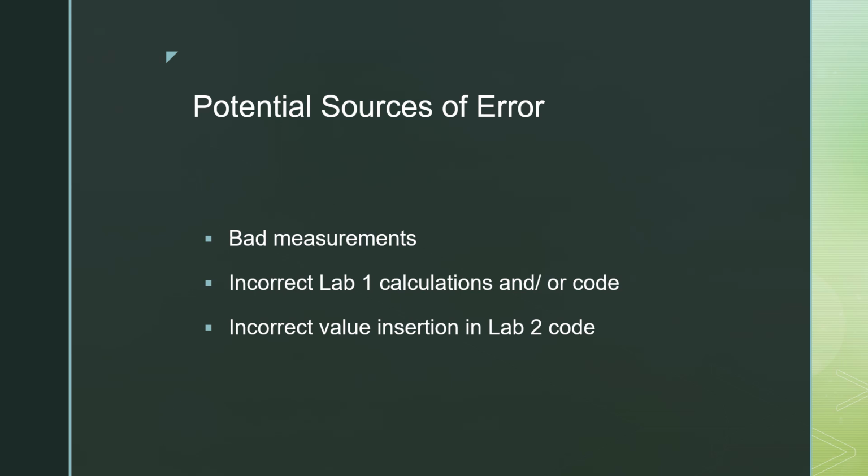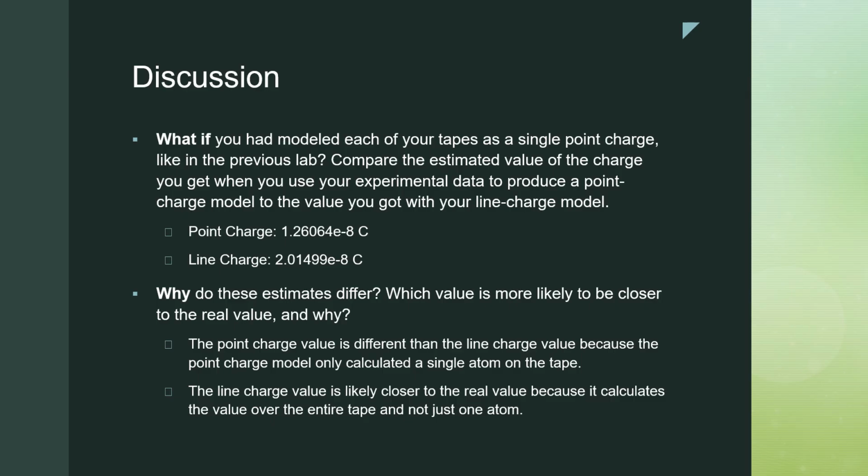Potential errors in the experiment could arise from bad measurements, incorrect lab 1 calculations or code, and mistakes in value insertion during lab 2 coding. The answer for the what-if question is that the point charge is 1.26e-8 coulombs, and the line charge is 2e-8 coulombs.